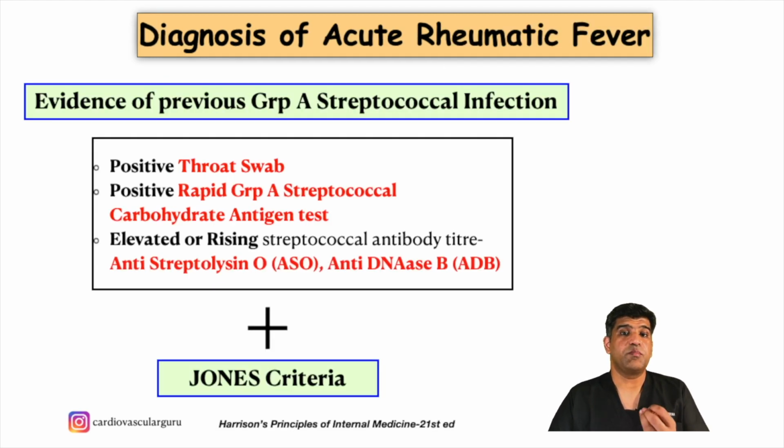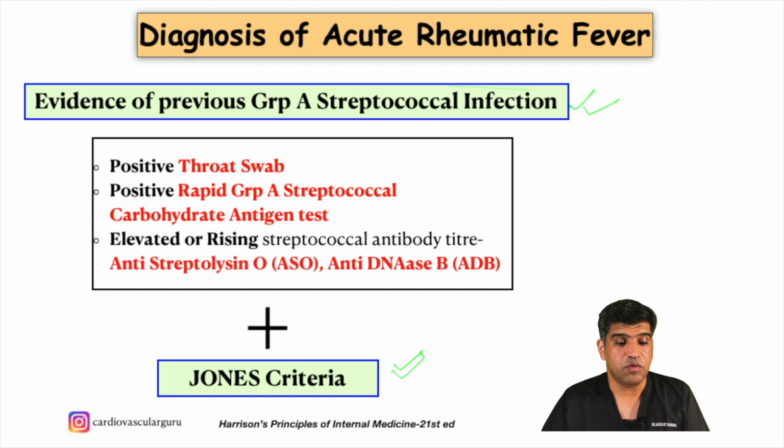Now, how do we employ these criteria for diagnosis of acute rheumatic fever? For diagnosis of acute rheumatic fever, we have to consider 2 things. One, evidence of a previous group A streptococcal infection, plus along with it Jones criteria. They have to be combined with the evidence of infection of group A streptococcus.